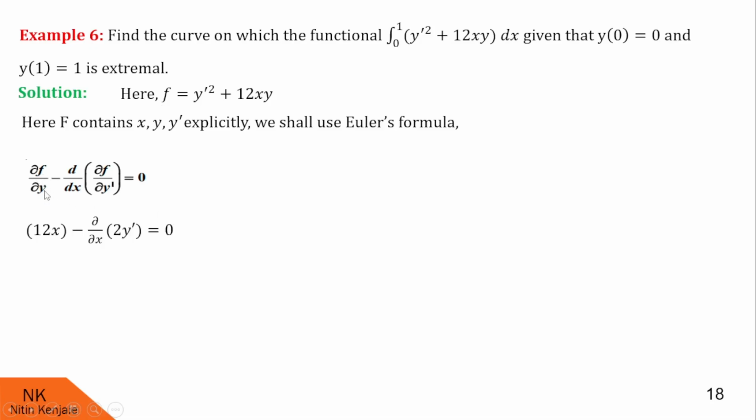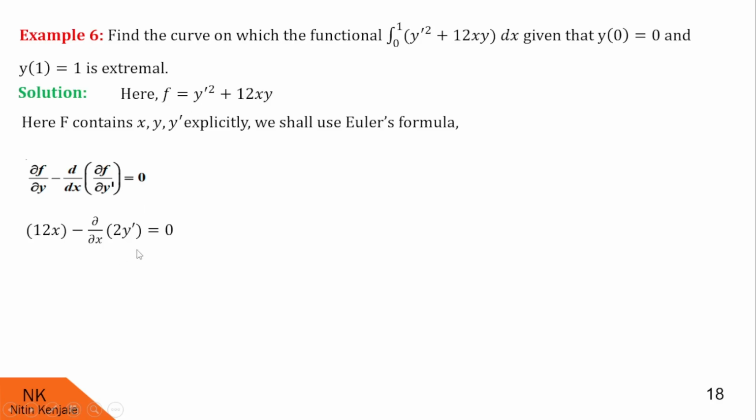Look here, ∂f/∂y, that means differentiating f partially with respect to y, keeping y dash and x constant. The derivative of y dash square here is 0. The derivative of 12xy is 12x. Over here, we have to write the partial derivative of f with respect to y dash. There is only y dash square over here. There is no y dash here, so the derivative of this part is 0. The derivative of this part is 2y dash.